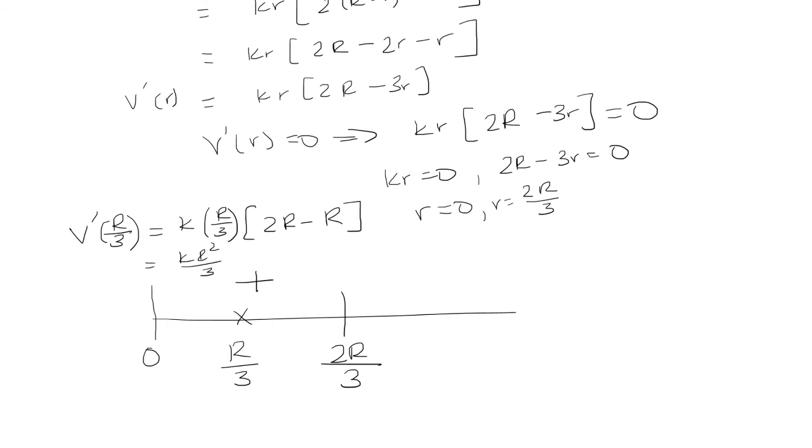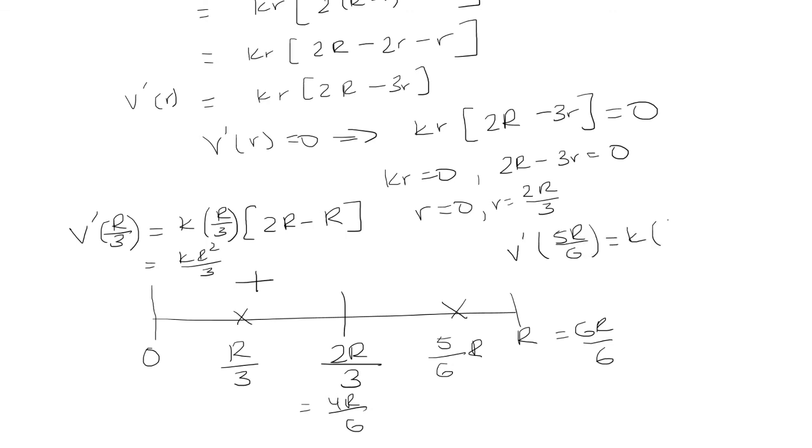Now we want to pick a value to the right of 2R over 3. Let's say this is big R. Halfway between them is 5/6 of R. Think of this as 6R over 6 and this as 4R over 6. So the halfway point is a good value to plug in. We're going to plug that into our derivative now.